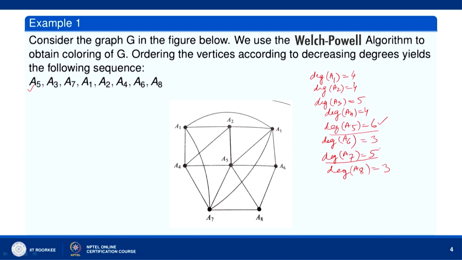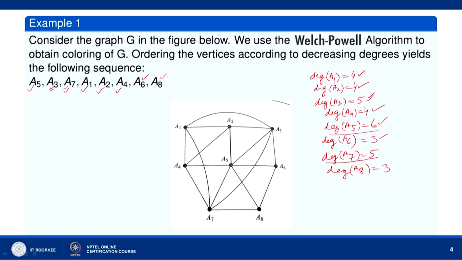Next comes A3. A3 has degree 5, one lower than the degree of A5. Then A7 also has the same degree. At the second place we can write A3 or we can write A7, because A3 and A7 have equal degrees. So, A3, A7, and then after A7, A1 has degree 4. So, we have A1, then A2, which has degree 4, then A4, which has degree 4. Then A6 has degree 3 and we have A8, which has degree 3.